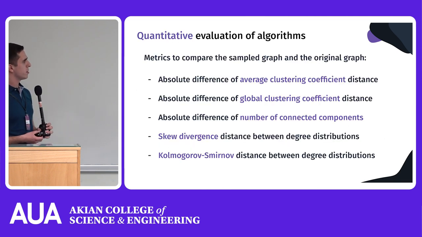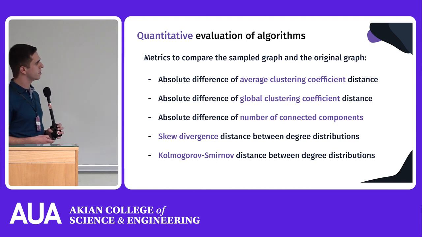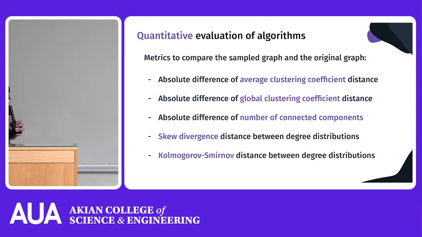In case of quantitative evaluation, we tried to measure by actual metrics how close the sampled graph is to the actual graph representation. For this, we picked 5 metrics, like average clustering coefficient and global clustering coefficient of the nodes. They just tell some information about the general node connectivity in the graph. And having this, we just calculate the distance between the sample and the original graph. We also calculate the difference between the number of connected components of the sample and the original graph. And we calculate skew divergence distance and Kolmogorov-Smirnov distance between the degree distributions of the graphs.